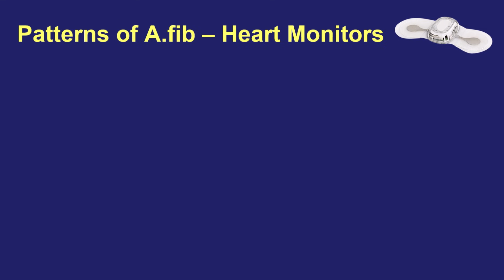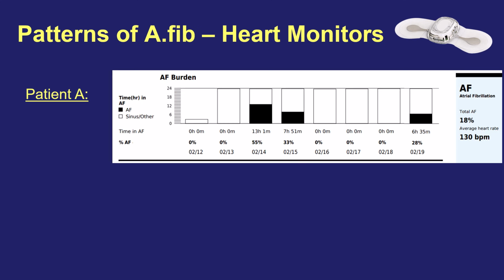I mentioned that there are different patterns of A.Fib, and we can use heart monitors that are worn for a week or 2 or 3 or 4 to watch a person's pattern of atrial fibrillation, and that gives us some clues into the best methods of how to treat each individual person. So here's a person who is wearing a heart monitor who has atrial fibrillation, and what we're seeing here in the bar graph is day by day what is going on with that person's heart rhythm.